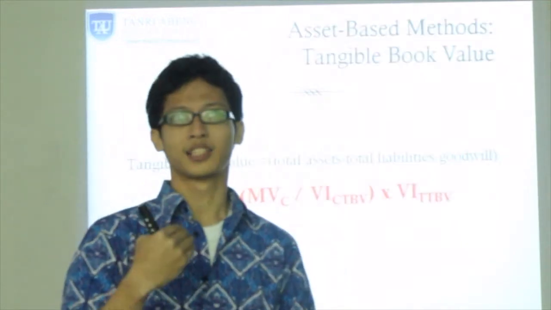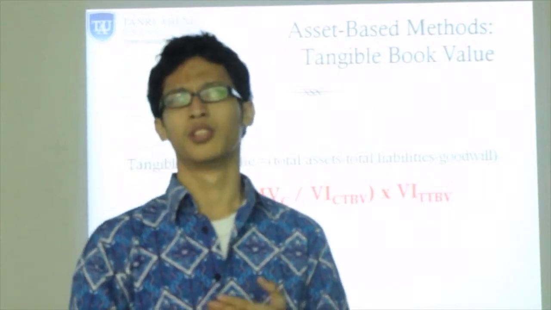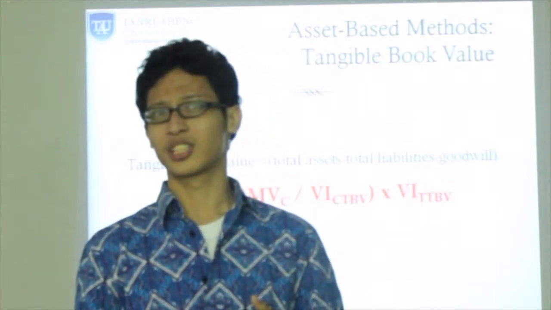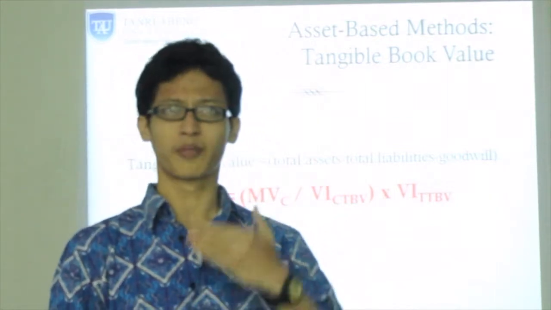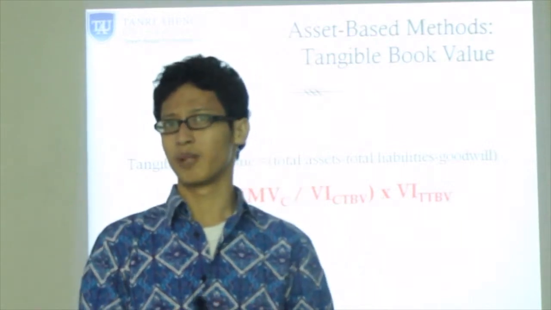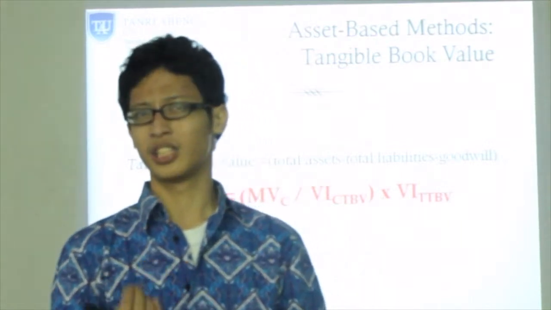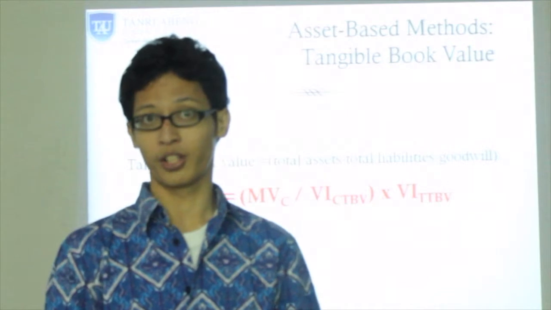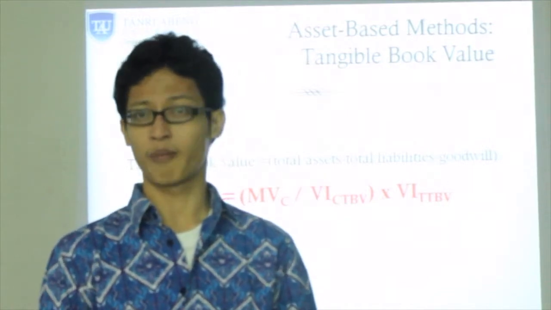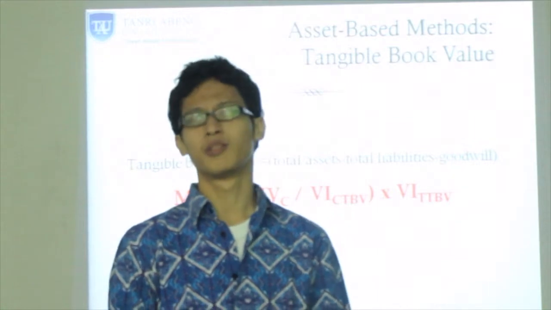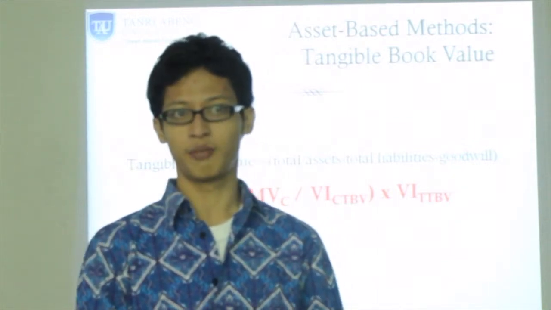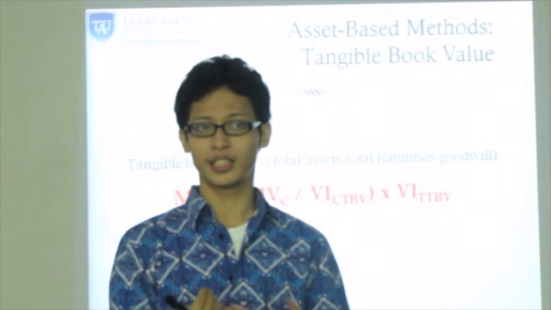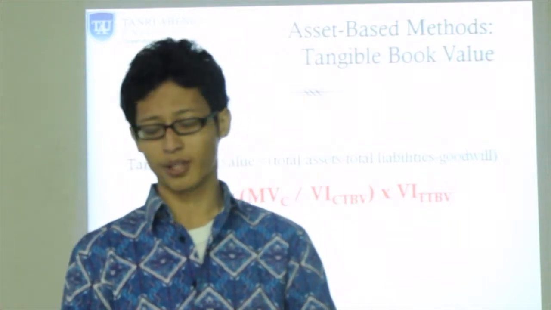First, we talk about the asset-based method, tangible book value. The formula of tangible book value, TBV, is total assets minus total liabilities minus goodwill. And the formula of the asset-based method for tangible book value is MVT equals MVC divided by VIC TBV times VIT TBV, in which MVT is the market value of the target company, MVC is the market value of the comparable company, VIC TBV is the tangible book value for the comparable company, VIT TBV is the tangible book value for the target company, and MVC divided by VIC TBV is the market value multiple for the comparable company.